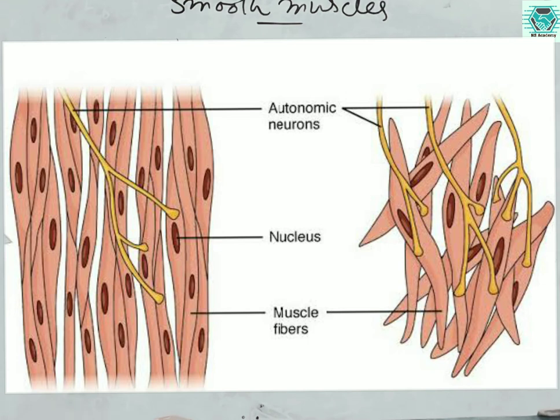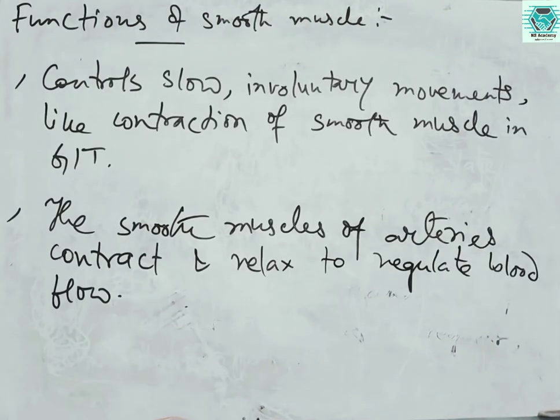The smooth muscle controls slow, involuntary movements such as the contraction of the tissues of the stomach and intestine, that is the GIT. The muscle of the arteries contracts and relaxes to regulate the blood pressure and the flow of blood. So these are the very important functions of the smooth muscle. The smooth muscles are 30 micron in length, and 200 to 500 micron in length in pregnancy. And these are the functions of the smooth muscles.